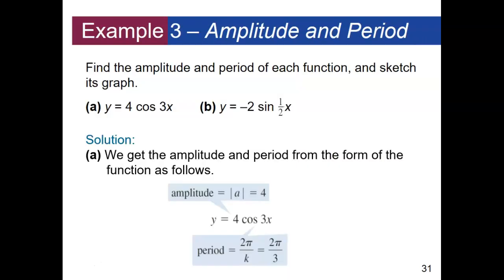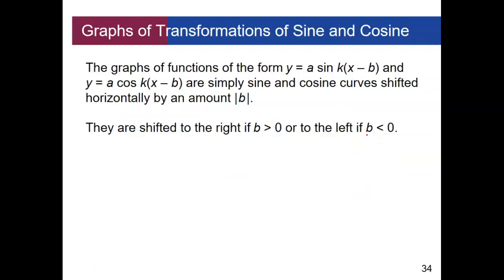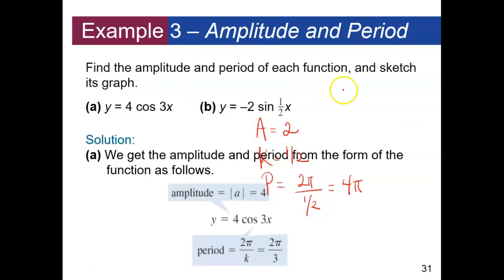Okay, if I look at the next one, the amplitude is going to be 2 because it's the absolute value of this number. The k is 1/2, and the period is 2 pi over k, which gives me 4 pi. Okay, and I thought I had a graph of that, but apparently I don't. But basically what we're going to do with that one is I'm going to go from 0 to 4 pi.